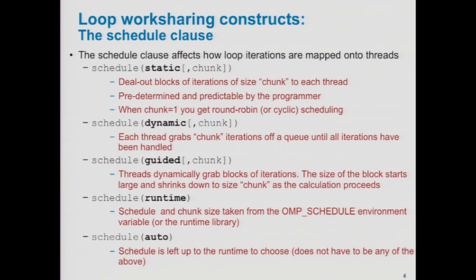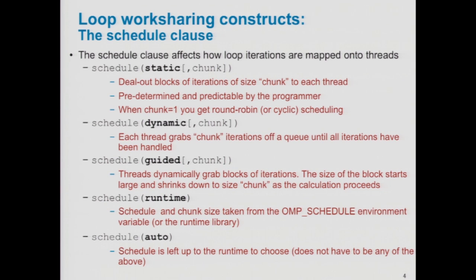So by default, if you have n iterations and p processors, it assigns chunks of size n over p to each one of the threads. So for 100 iterations and 4 threads, it assigns the first 25 iterations to thread 0, the next 25 to thread 1, the next 25 to thread 2, the next 25 to the last thread.